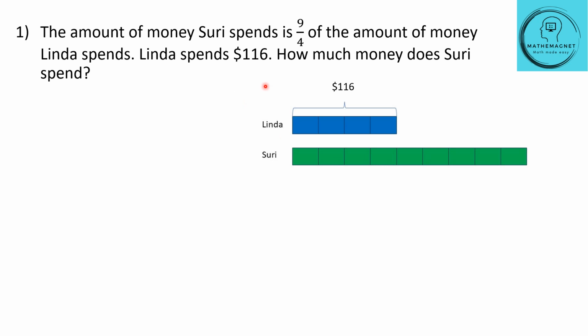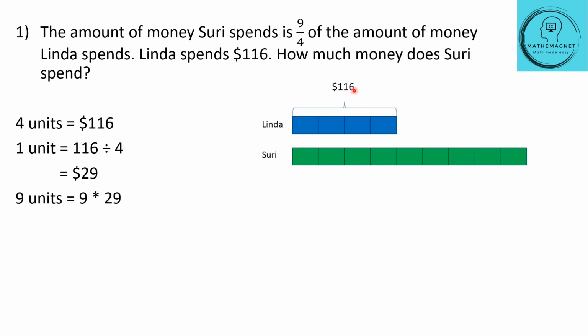And we know Linda spends 116, which means 4 units is 116. How much money does Suri spend? So 4 units is 116. 1 unit will be 116 divided by 4, which is equal to $29. So 9 units will be 9 into 29, which is $261. So Suri spends $261.